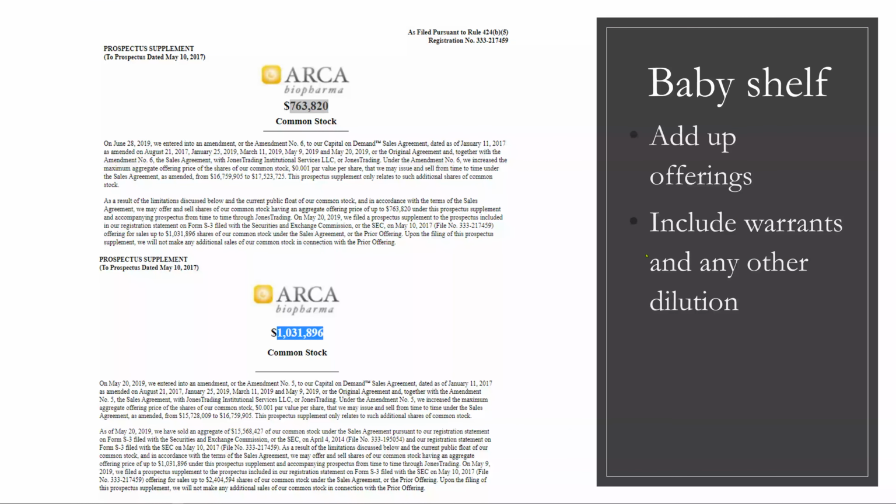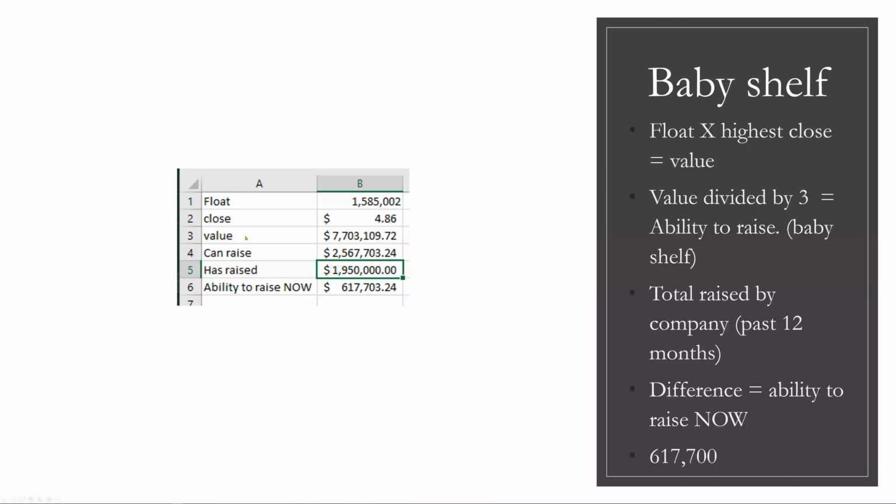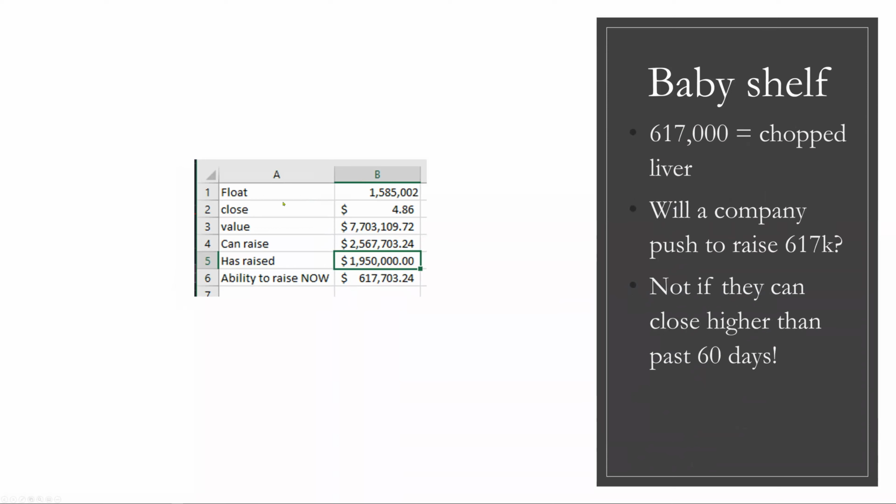Let's see. So here's the Excel sheet that I used before I used Dilution Tracker. Take the float, take the close, get the value, what it can raise, how much it has raised, and then the ability to raise now, right? That's all that's in there. Plug it in, right? This is it. And then this is ABio, right? Ability to raise now. Is the company going to PR and push to raise $617,000? No. They usually push to raise at minimum a year. They're going to push, they're going to PR, they're going to put all this work into it. They're going to get a year's worth of cash.